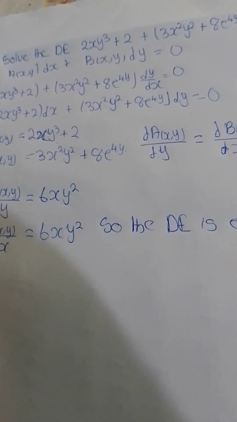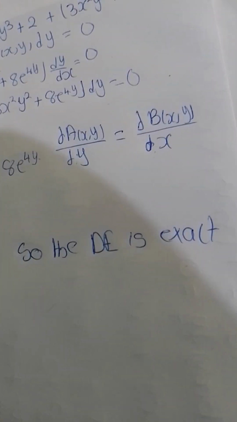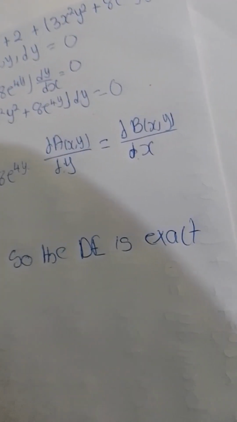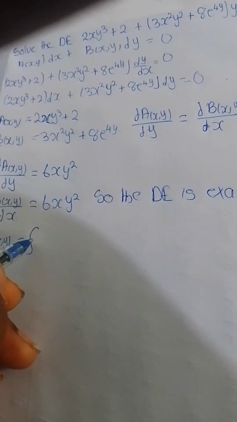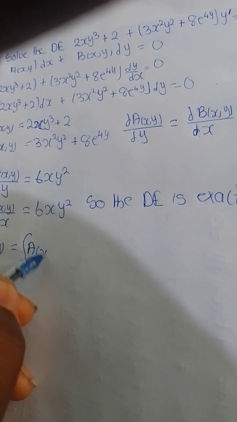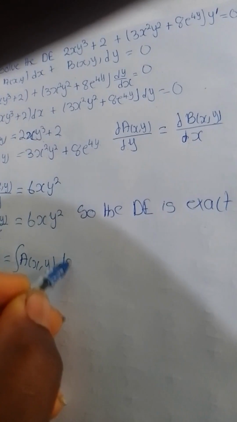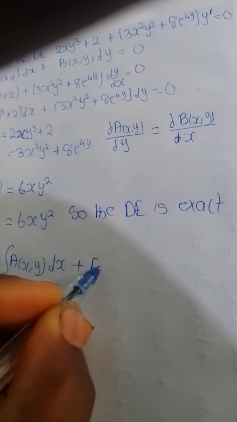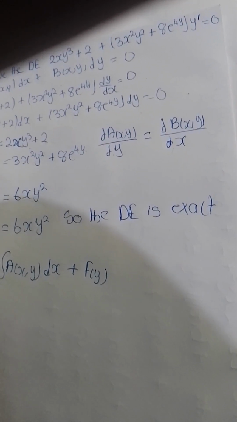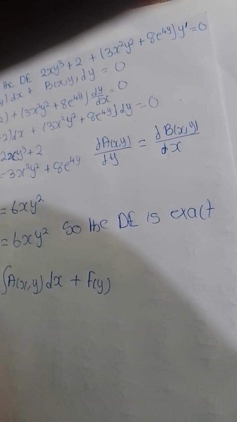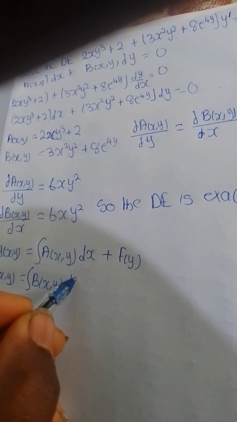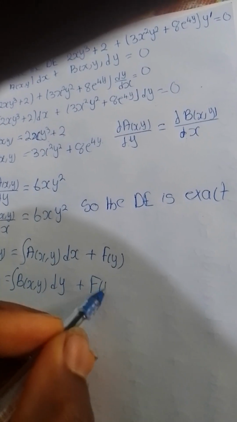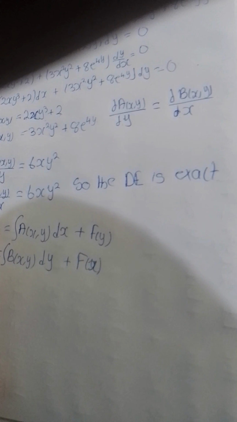Now, since I've proven that the differential equation is exact, to solve it, I will let mu of x,y be equal to the integral of a of x,y with respect to x plus a function f of y. Or I can still let my mu of x,y be equal to the integral of b of x,y with respect to y plus a function f of x. Either of the options will still give me the correct answer. So let me take the first option and then proceed with it.